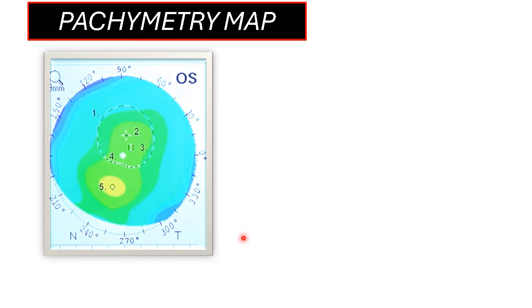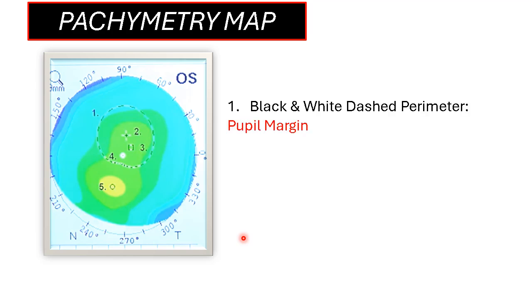Before speaking about the pachymetry and the thickness, there are certain important overlays that should be understood, because they will help us to understand more about the data extracted during the pachymetry. The first overlay is the black and white dashed perimeter that you see here. This represents the pupillary margin. This is captured by the machine with the help of ray tracing, and it can determine the margin of the pupil. So when you see this black dashed line, this indicates the site of the pupillary margin.